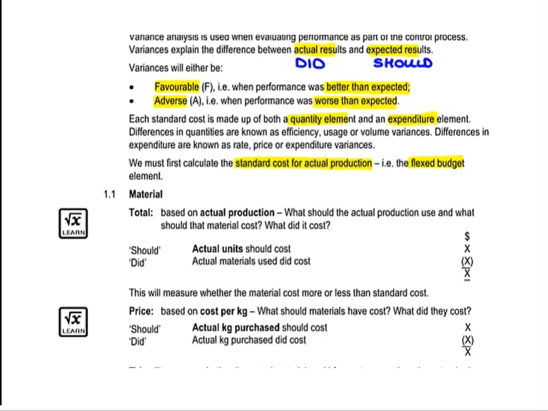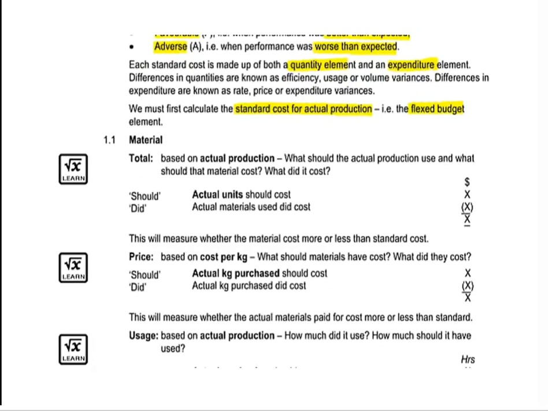So with materials then, we start off with a total variance. So that's what the actual units should cost and what the actual units did cost. So you can see these words should and did coming down here. So for actual production, we're looking at the two elements here, what it should use and what that should cost. So what we're going to take is the actual production and times that by the standard cost per kilogram and multiply that by the standard number of kilograms per unit.